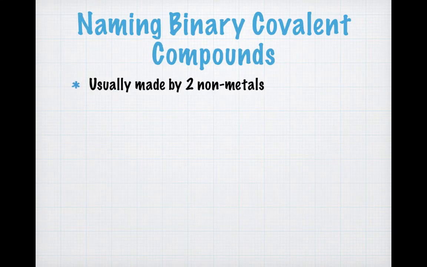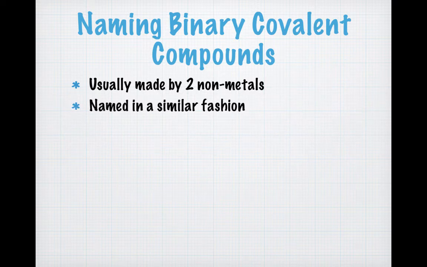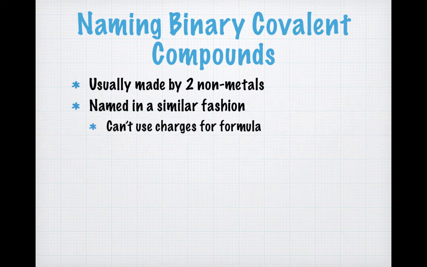Now once we've made our molecules, we want to figure out a way to name them. Our binary covalent compounds, these are what are going to be making most of our molecules, and they're generally made using two nonmetals. And we name them in a similar fashion to how we did for ionic compounds. The only key is that we can't use charges for a formula if we're going from a chemical formula to a name. So we can't use charges for that formula. Or we can't go from a name to a formula either because of charges.